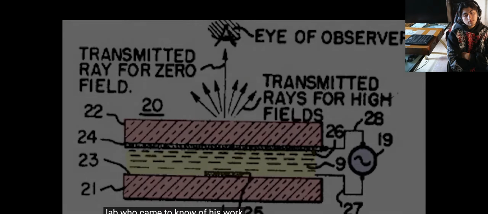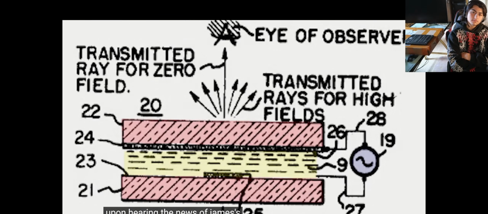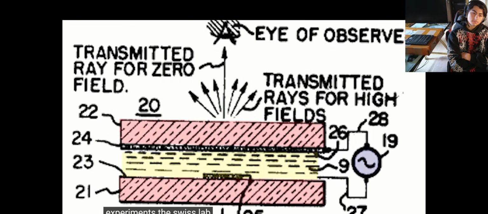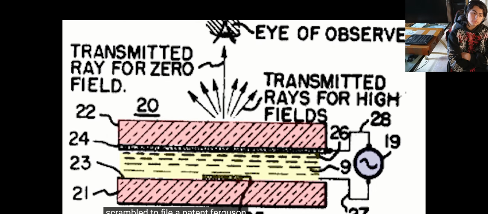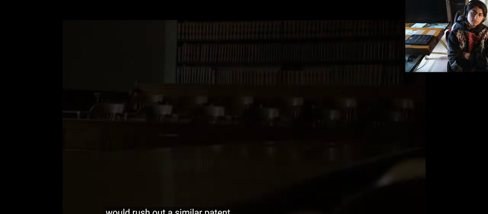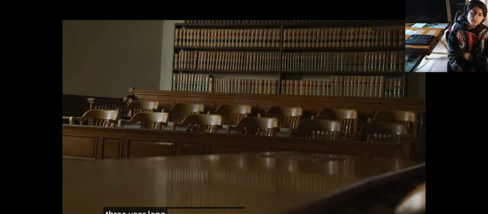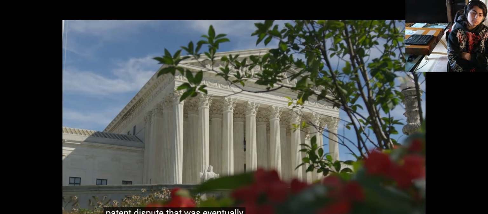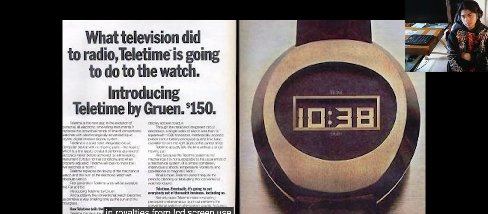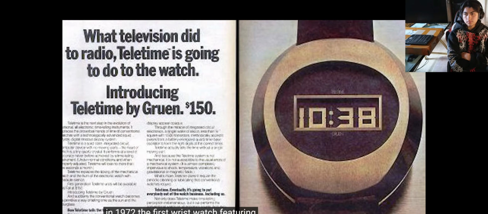Upon hearing the news of James's experiments, the Swiss lab scrambled to file a patent. Ferguson would rush out a similar patent 2 months later. This resulted in a 3-year-long patent dispute that was eventually settled, resulting in millions of dollars in royalties from LCD screen use. In 1972, the first wristwatch featuring the technology was released.